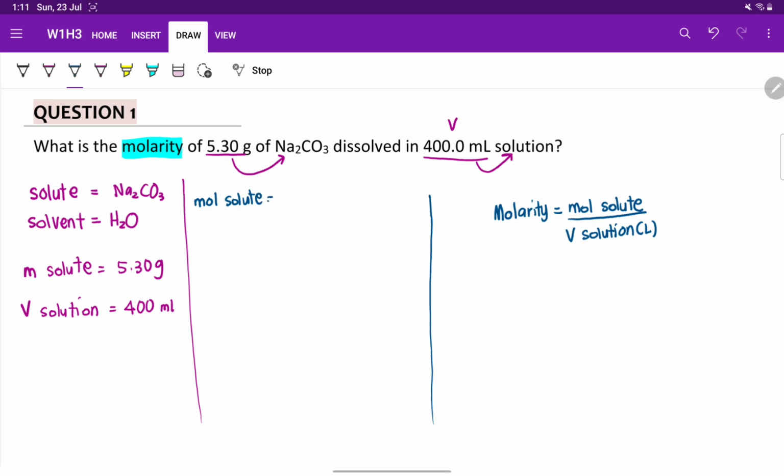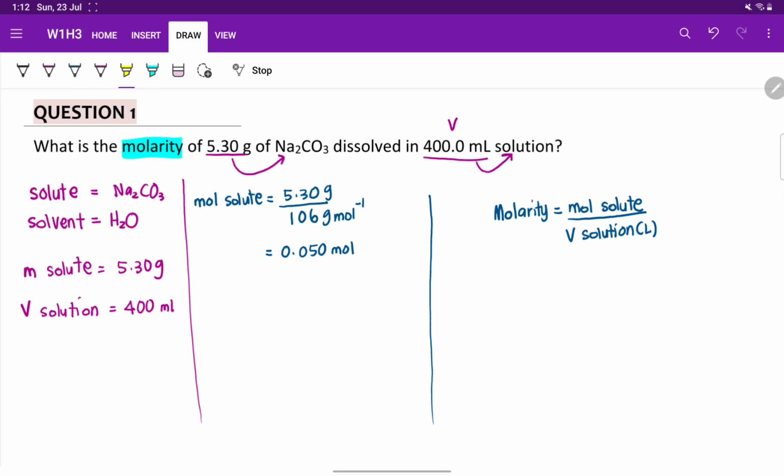So, number of mole is mass over molar mass. So, masukkan dalam equation. Okay, jadi maksudnya dekat sini, the molar mass is the molar mass for sodium carbonate. So, ini boleh refer balik pada table lah. Okay, cari berapa molar mass dia. And then, you're going to get the mole of solute as 0.050 mole.